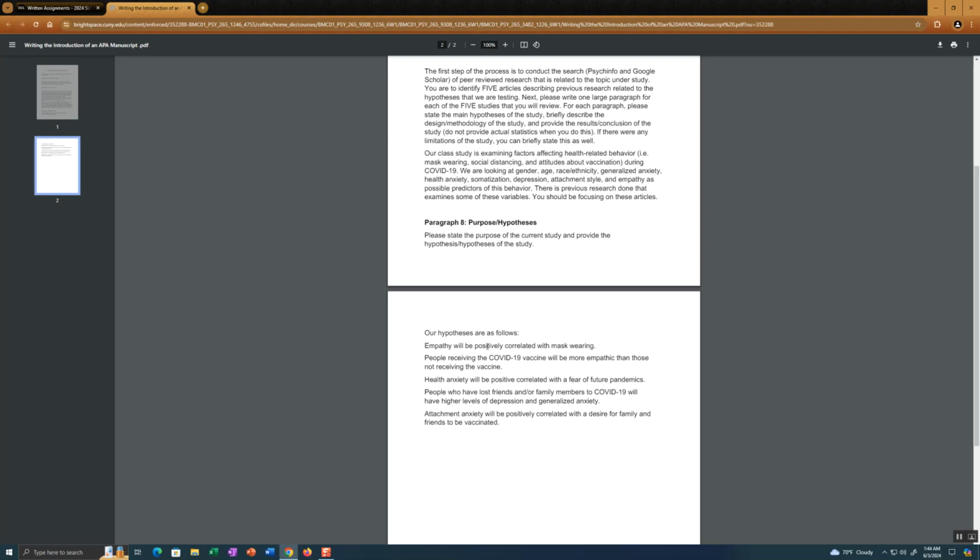First one is empathy would be positively correlated with mask wearing. So what you want to do is find an article that looks at the relationship between empathy and mask wearing. The second hypothesis is people receiving the COVID vaccine will be more empathic than those not receiving the vaccine. Once again, go find a research article talking about vaccination and empathy.